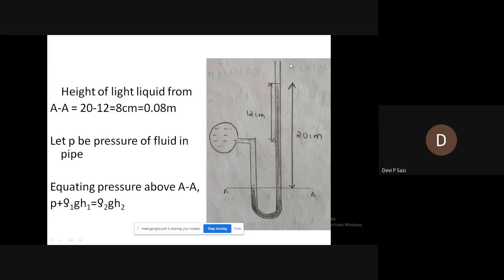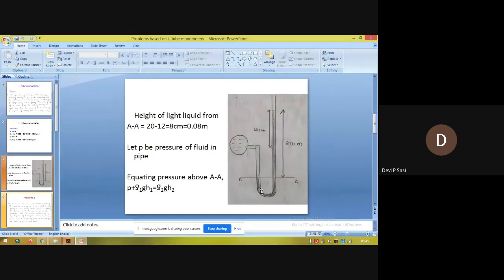Then the third line in the question: the center of the pipe is 12 centimeter below the level of mercury in the right limb. So the center of the pipe means from here. This is the manometer, and here you can see a pipe. So this is the pipe and this U-shaped one is a manometer.